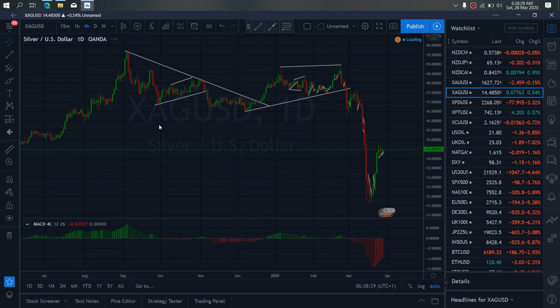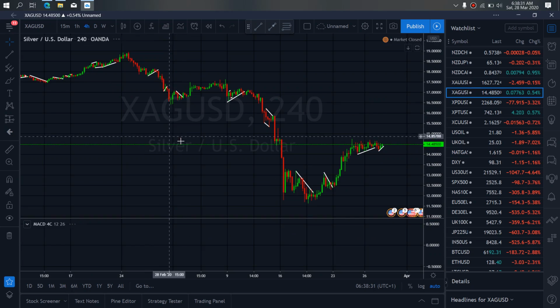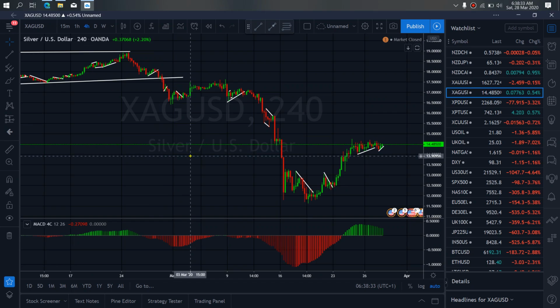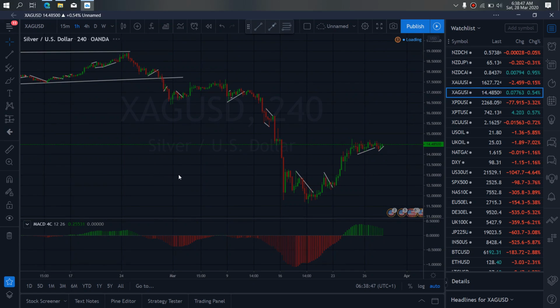Resume to 4-hour time frame on silver. On the 4-hour time frame, we see presently stop here. We are correcting here, so we expect more drop downside from silver before they resume the buy momentum upside. So I want to look out for that this week. Resume to 1-hour time frame on silver.